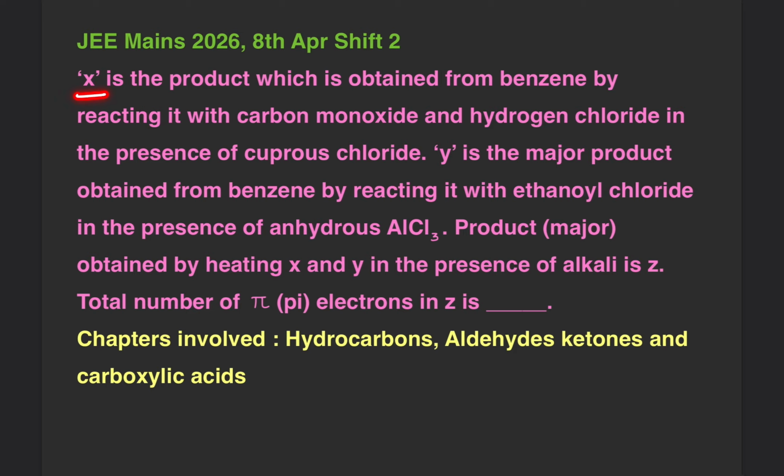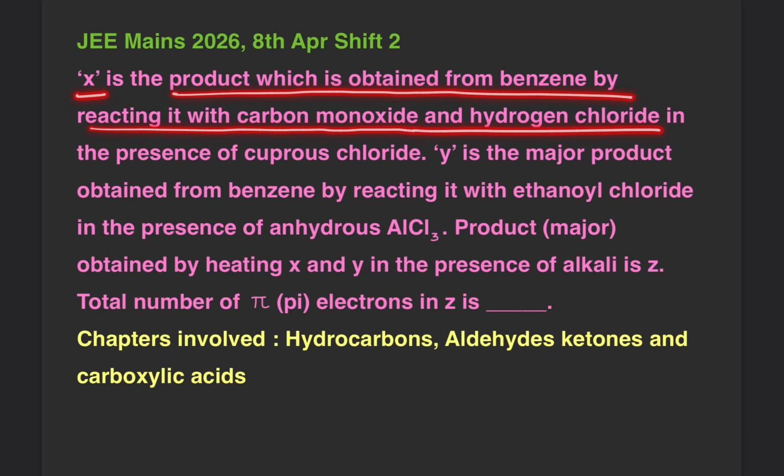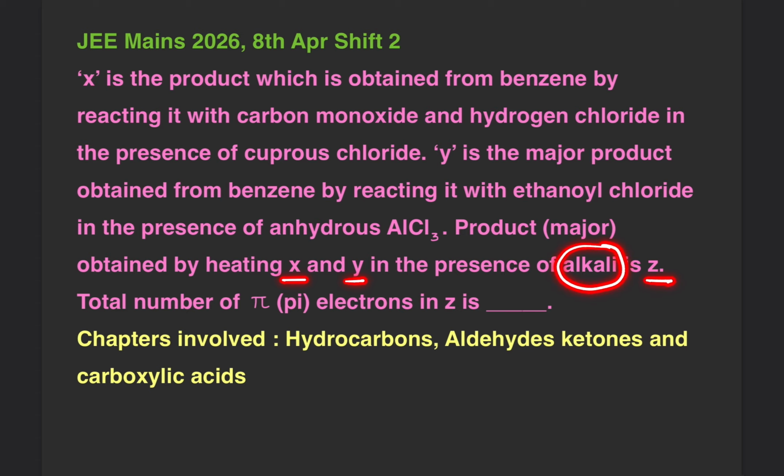Hello everyone. So this is a question from JEE Mains 2026 8th April Shift 2. X is the product which is obtained from benzene by reacting it with carbon monoxide and hydrogen chloride in the presence of cuprous chloride. Y is the major product obtained from benzene by reacting it with ethanoyl chloride in the presence of anhydrous AlCl3. The major product obtained by heating X and Y in the presence of alkali is Z. Total number of pi electrons in Z is?